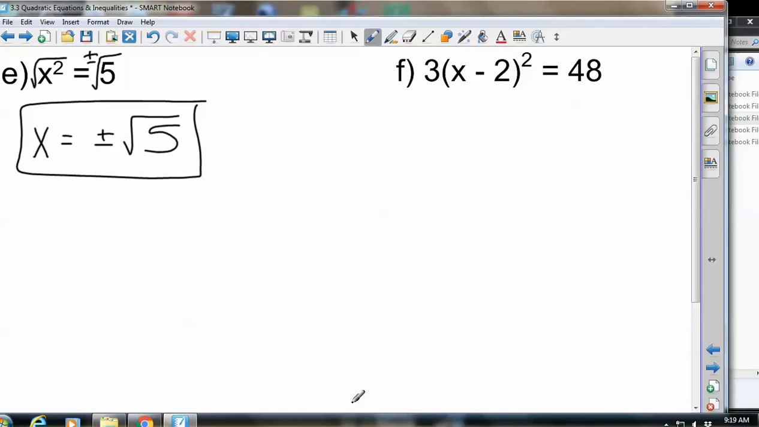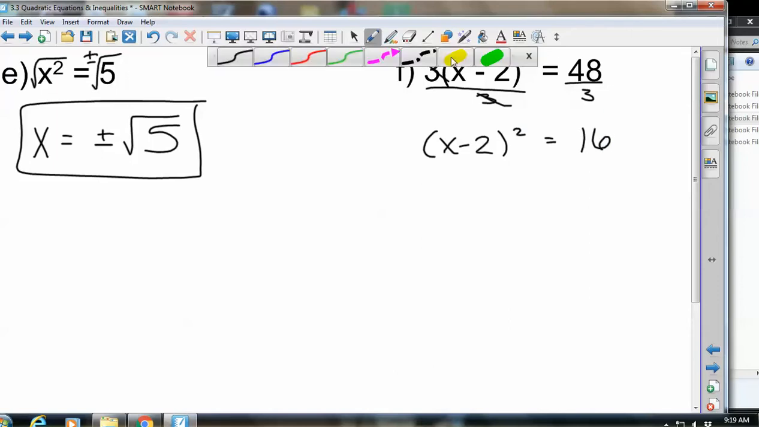Alright, let's look at this one. We have a couple options for solving it. We could go through and start multiplying everything out. We could also, if I want to get rid of this 3, what would you do? Divide by 3. So if I divide each side by 3, those would cancel. So I get x minus 2 squared. 48 divided by 3 is 16.